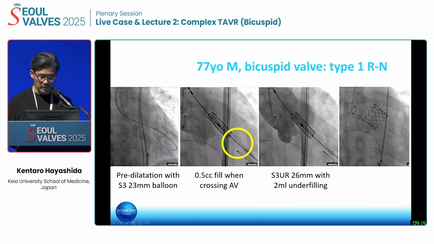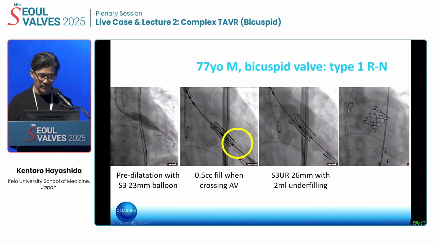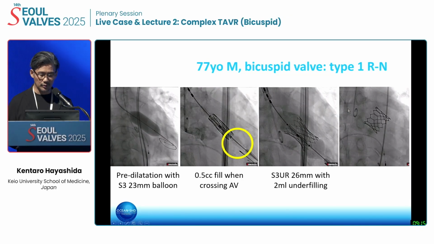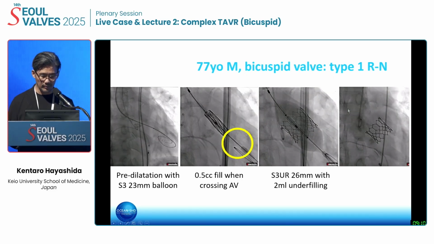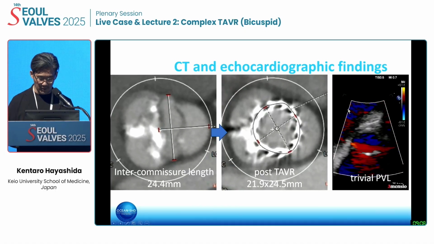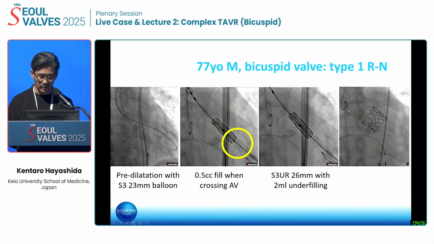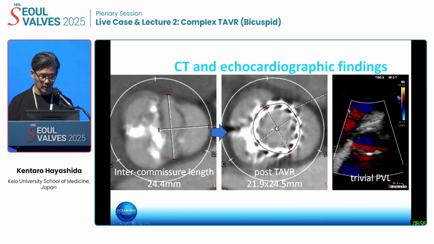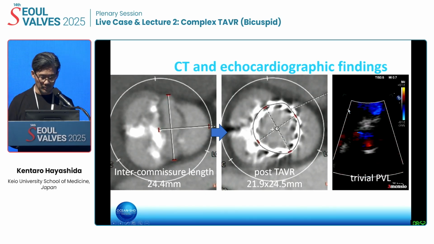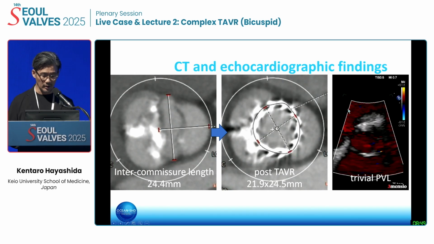And this is the deployment of the valve. And the valve itself was pushed towards the direction of the left coronary because the raphe never opens up. And finally, it's almost the zero position because the smallest part of the aortic valve complex is a little bit higher than the annulus, so the position is okay. And this is a post-procedure CT scan which demonstrates the under-expansion of the SAPIEN. However, we didn't see any PVL at all.